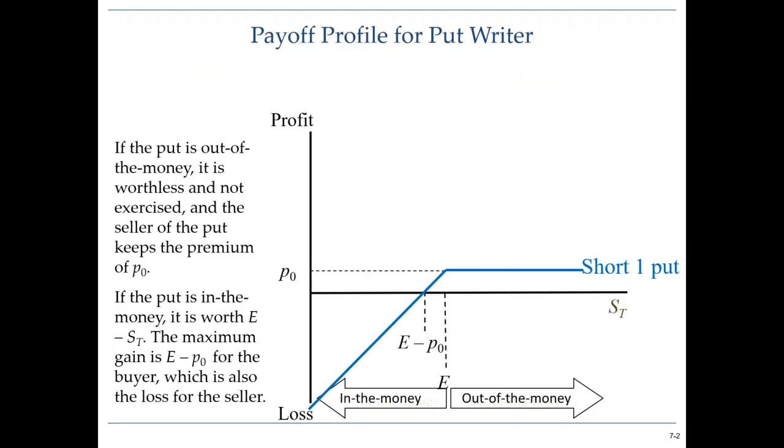So let's see what the position of put seller looks like from this graph. So as you can see, lower the future spot rate, more money the put writer loses, and there's a maximum amount to it. In our case, it was $1.35, but after some point, higher the future spot rate, put buyer will not exercise the contract, and the put writer simply keeps the premium, and that's the best possible scenario.